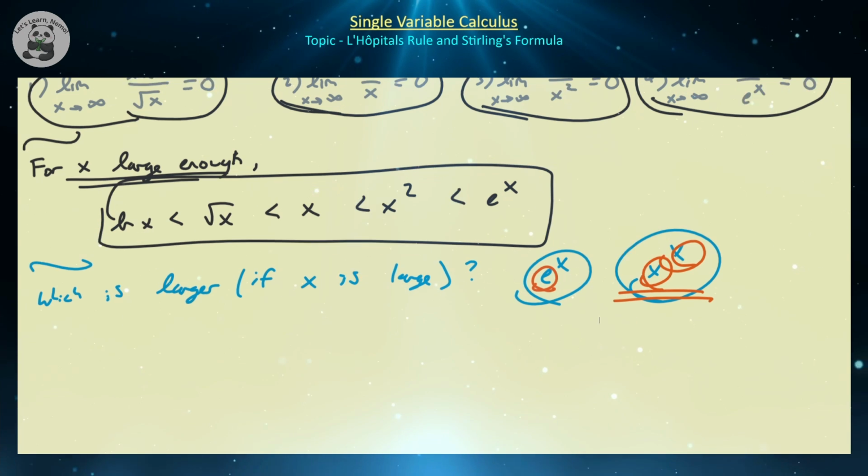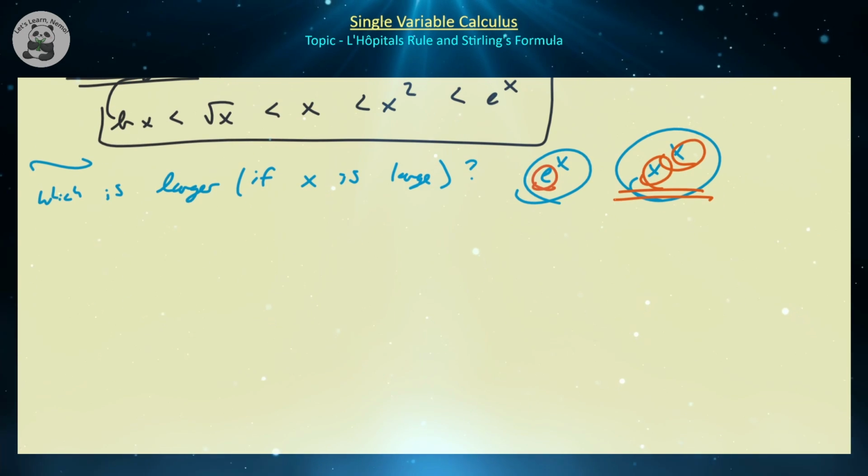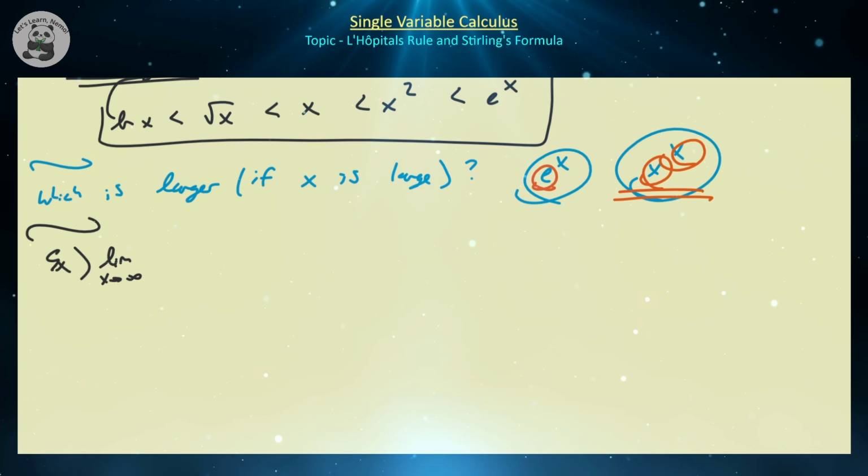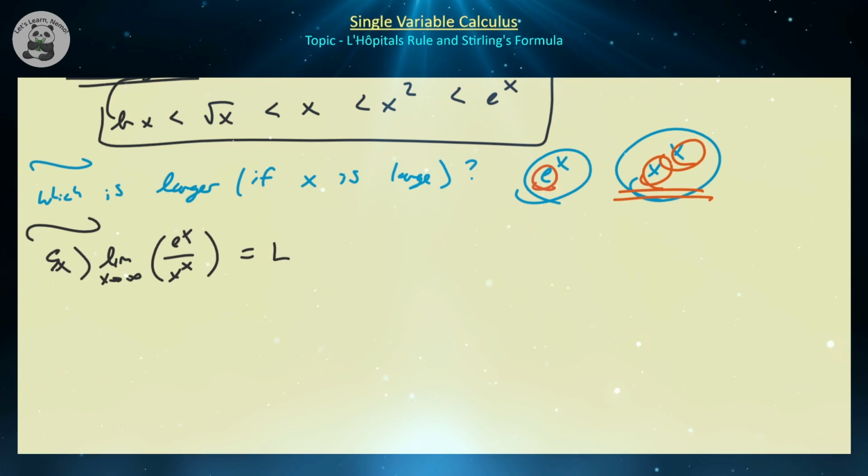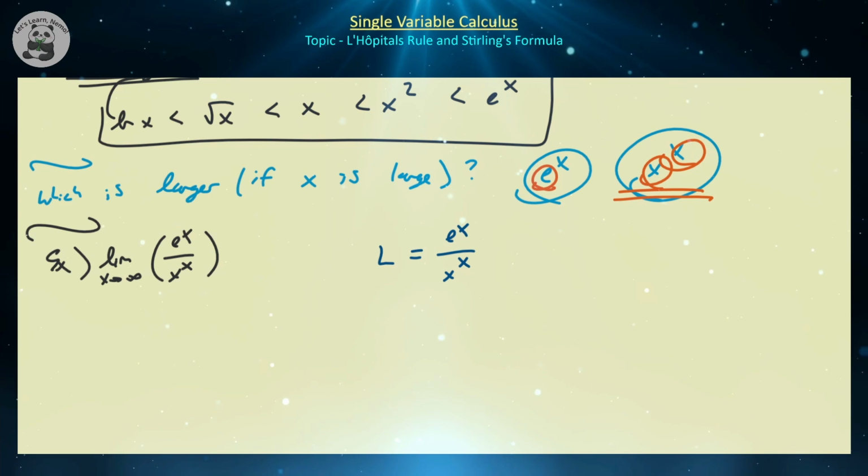But is it possible that we can prove it with the algebraic tools that we've introduced up to this point? So let's consider the limit as x approaches infinity of e to the x over x to the x. Actually, what I'm going to do is call that function L. So I'm going to say L is equal to e to the x over x to the x. So I'm just going to focus on the function itself.